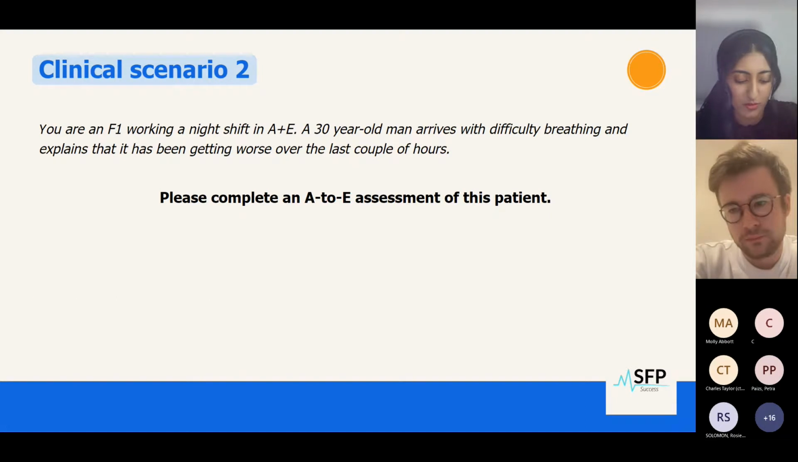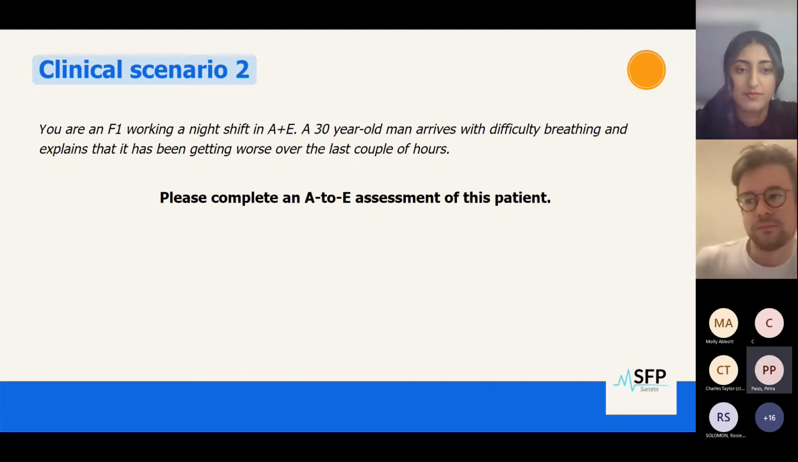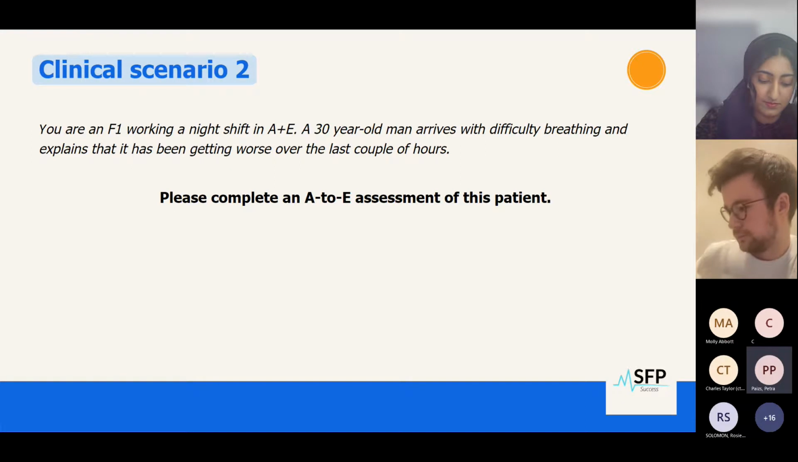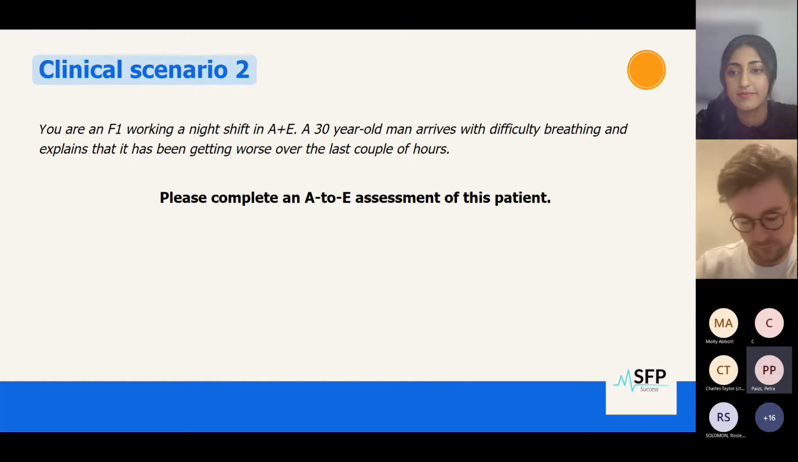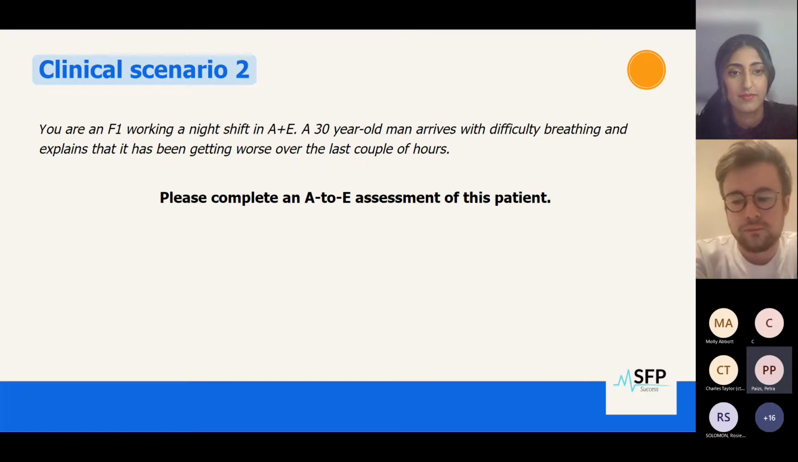Okay, so do you want to talk through A for me? Yes, so I'd start by assessing the patient's airway patency, and I would do that by introducing myself and asking for their name and how they're doing. And if they're able to verbalize, I'd assume patency of their airway.